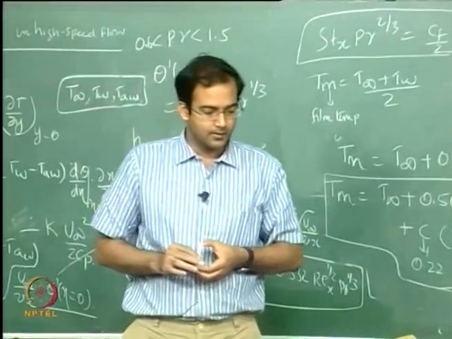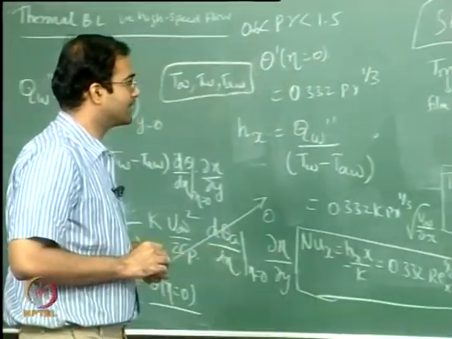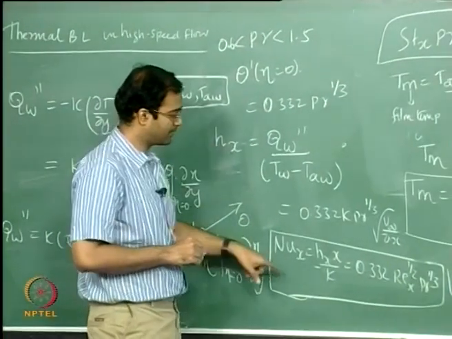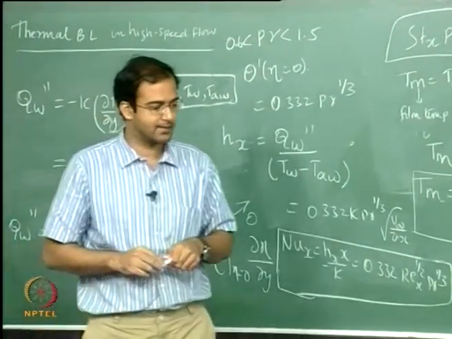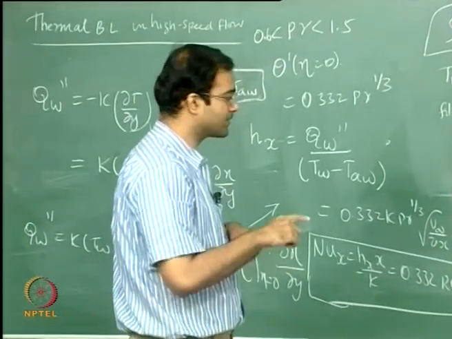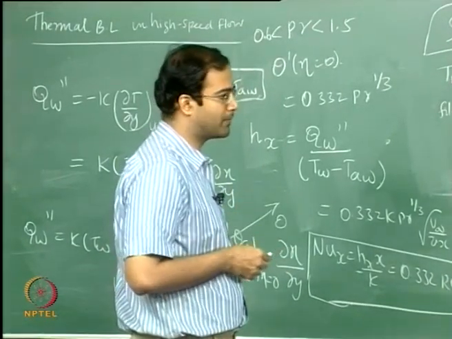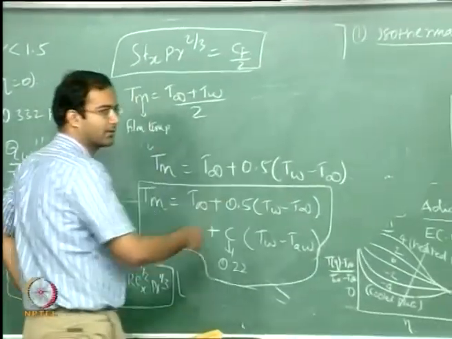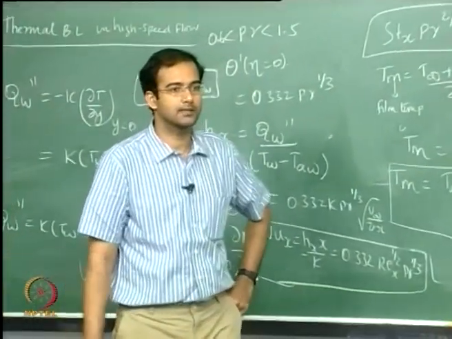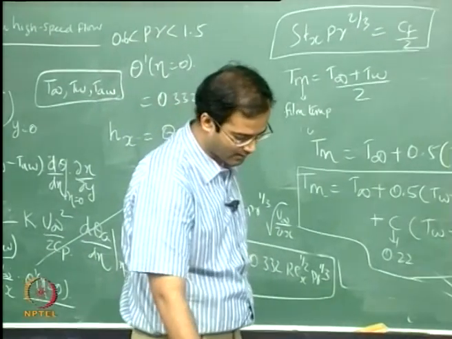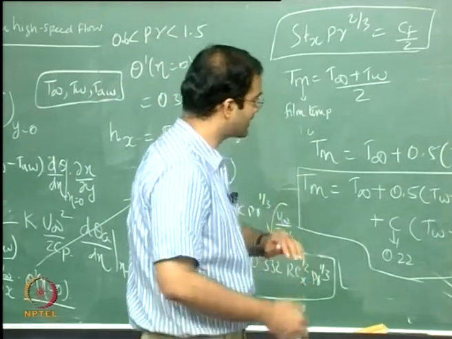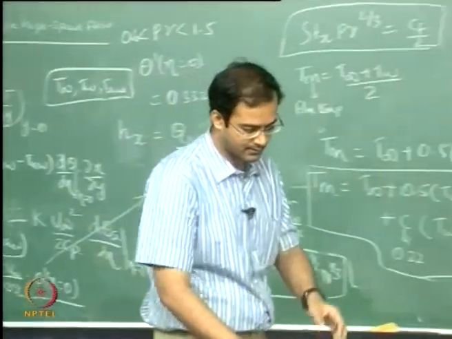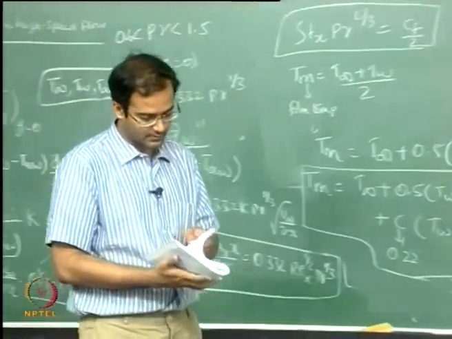So you have to be careful that the definition of heat transfer coefficient is different, but finally the form of Nusselt number is exactly the same, and the properties have to be calculated corresponding to the temperature in this particular fashion. This is a very important thing. So with this we have completed all the similarity solutions for external boundary layer flows.